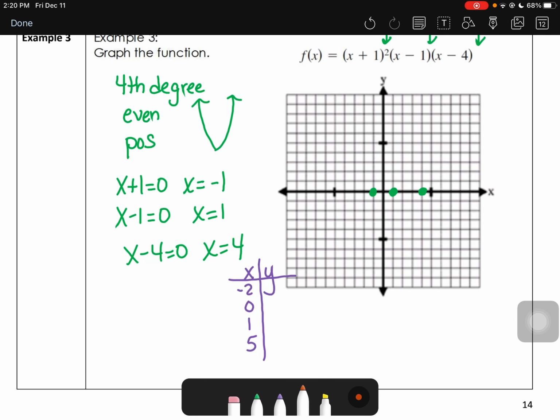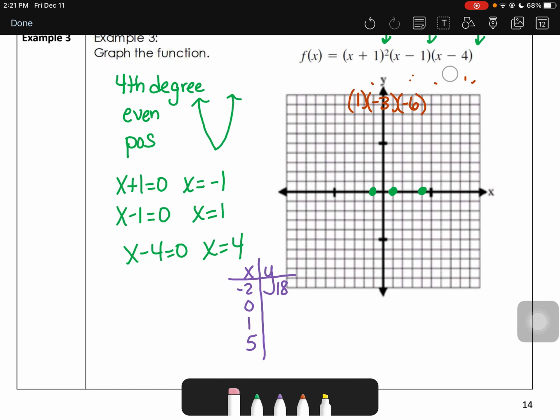Now we're going to take those values and plug them in. So we have negative 2 plus 1, which is going to be squared, negative 2 minus 1, and negative 2 minus 4. Negative 2 plus 1 is negative 1. Negative 1 squared is 1. Negative 2 minus 1 is negative 3, and negative 2 minus 4 is negative 6. Negative 6 times negative 3, times 1 would be 18.